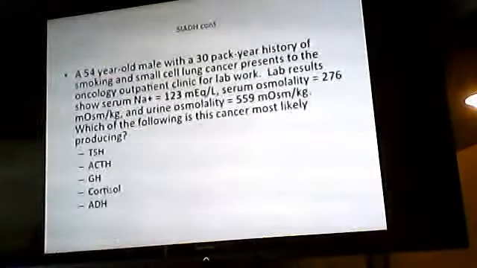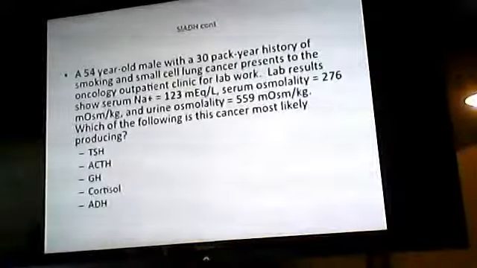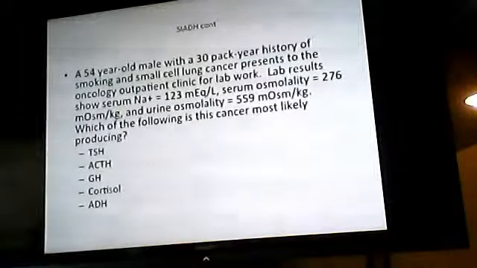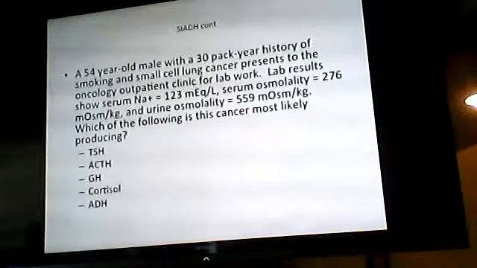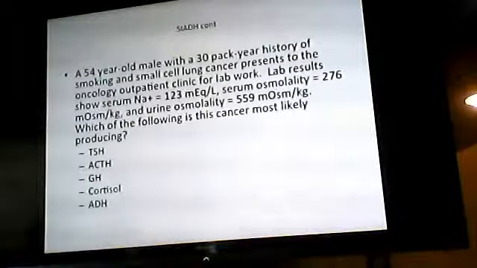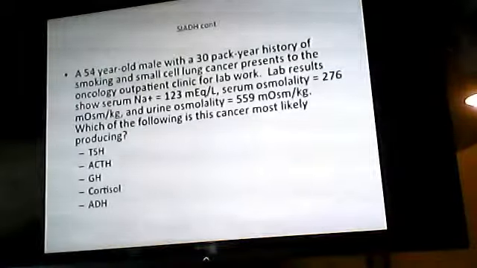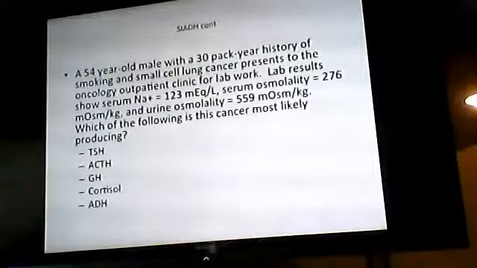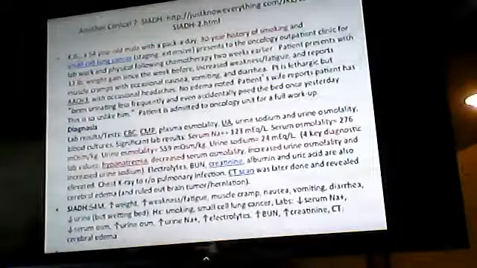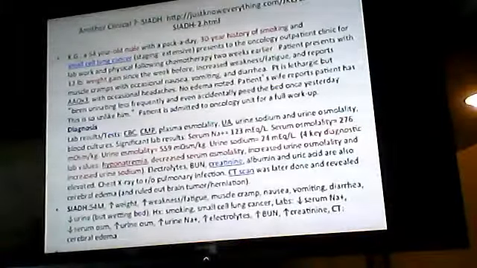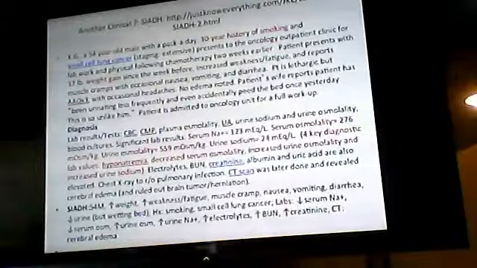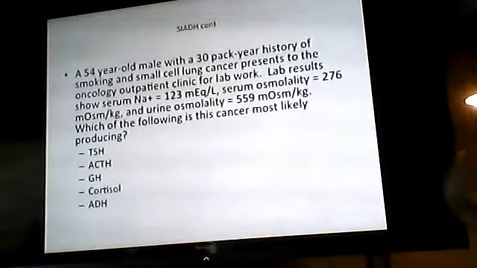Okay. So this is what the corresponding question would be. A 54-year-old male with a 30-year pack-year history of smoking and small cell lung cancer presents to the oncology outpatient clinic for lab work. Lab results show which of the following is the most likely cause. If we look back, it's literally the exact same numbers, right? And if you record on your cheat sheet that it was SIADH, which is syndrome of inappropriate ADH secretion, then you know here that the answer is ADH.